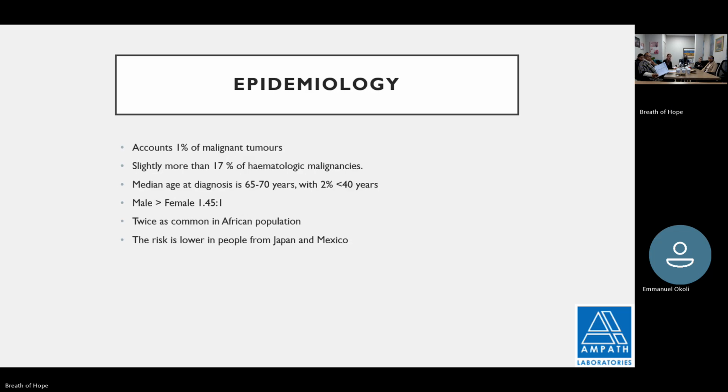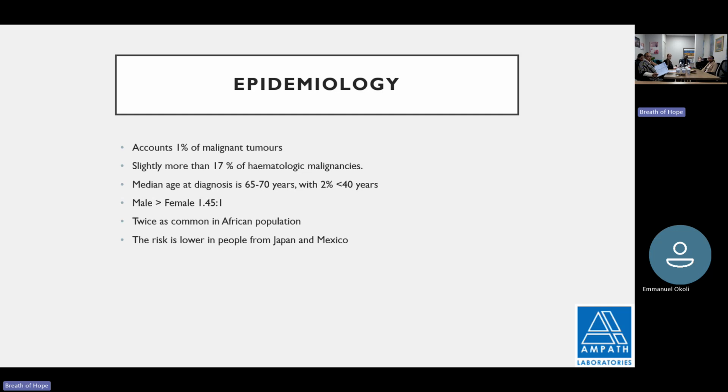So multiple myeloma accounts for 1% of all malignant tumors. This actually sounds rare, and it is rare, but we see it a lot. Of all the hematological malignancies, it comprises 17%. So I think if you talk to any hematologist, you diagnose about 2 to 3 multiple myelomas every week. It's quite prominent in our population. I think it's actually increasing.